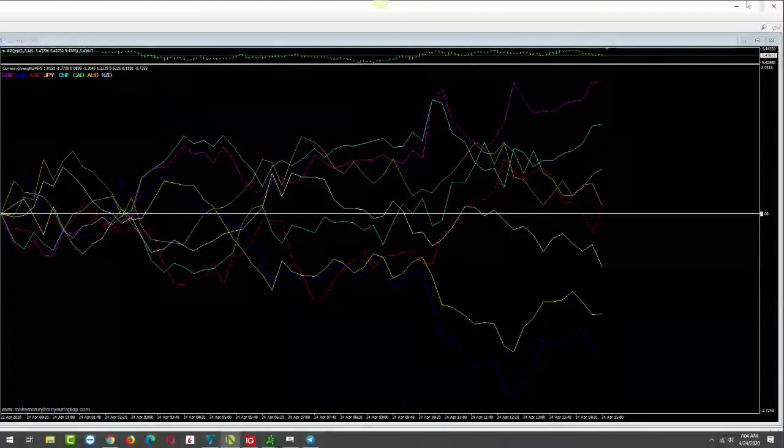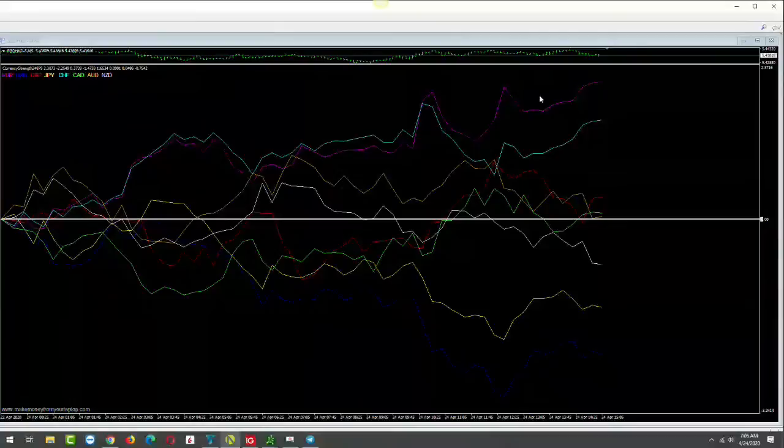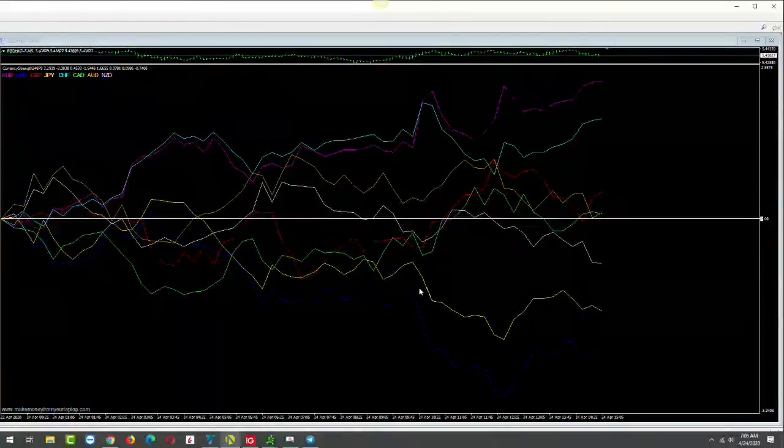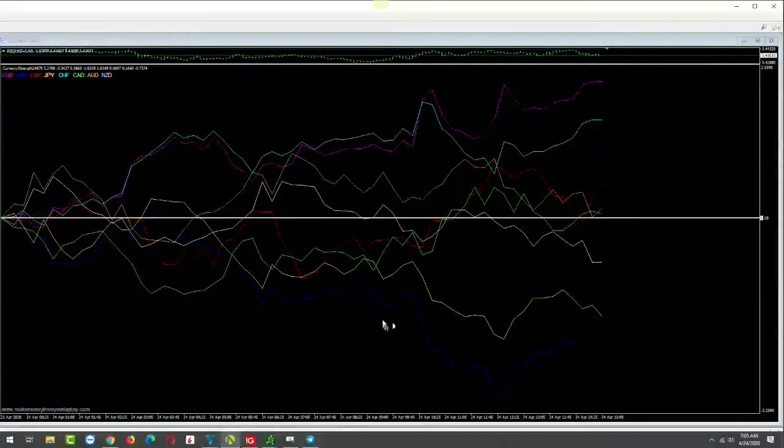So, right now, what do we see on here? Well, we see that on the strong side, we have the euro. The euro is a strong currency and has been for quite some time coming into this new U.S. session. For weak currencies, we've got the yen and the USD. Both of those are weak currencies.